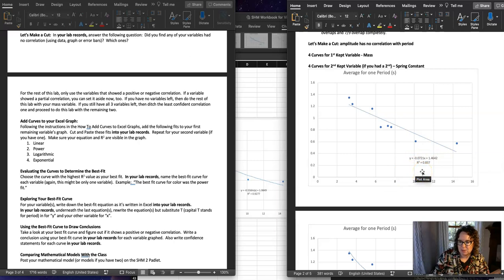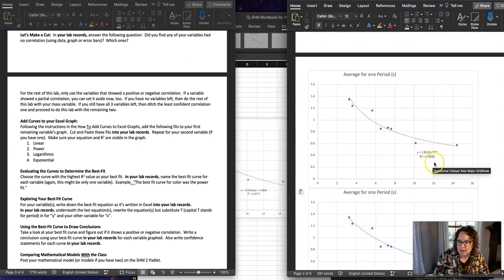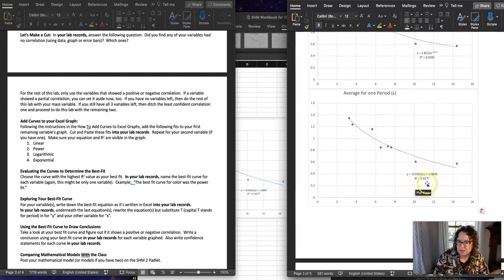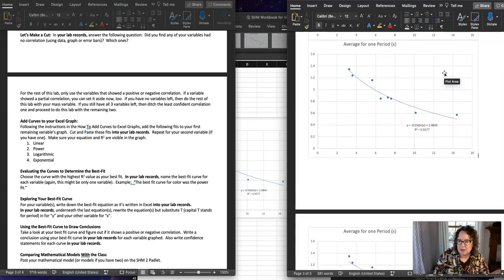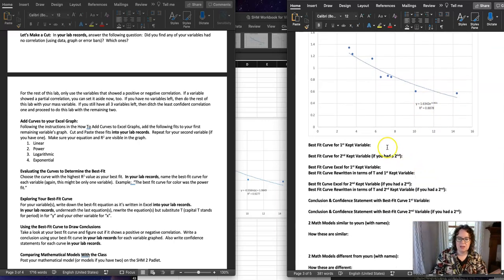Now I'm going to look at my r-squared values. I have 0.837 for linear, 0.928 for power, that's the current winner, 0.92, oh, it's close, but power is going to take it by a hair, and then 0.88. Okay, so power fit is going to be my best fit curve. So I'm working with my second variable here.